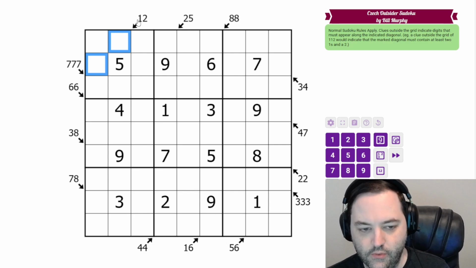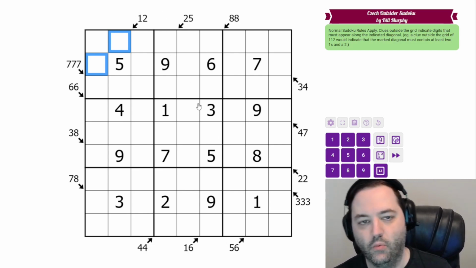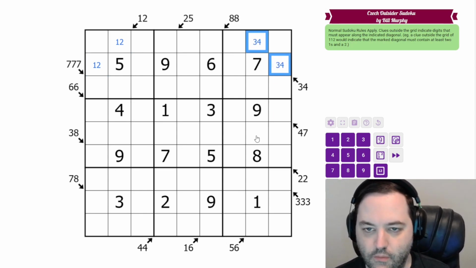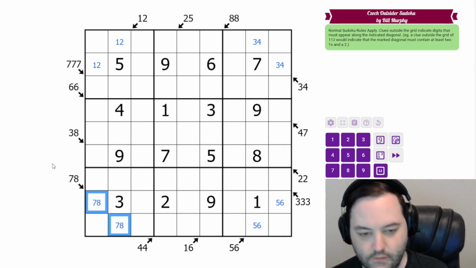These are 2-cell clues, and they have 2 digits on them. So if these 2 cells must contain both a 1 and a 2, they are a 1-2 pair. If these must contain 3 and 4, they're a 3-4 pair. We have a 5-6 pair, and we have a 7-8 pair.